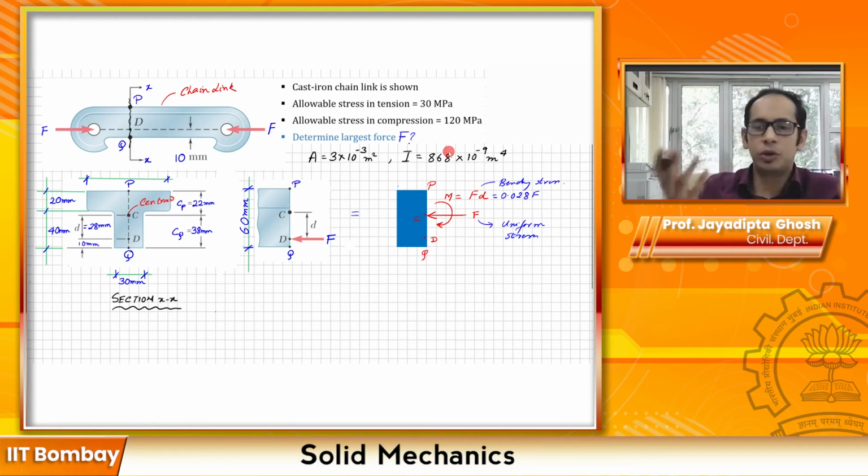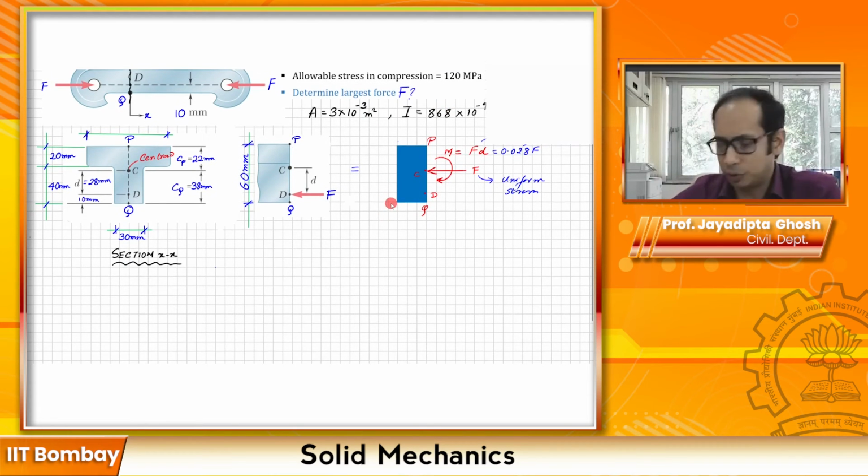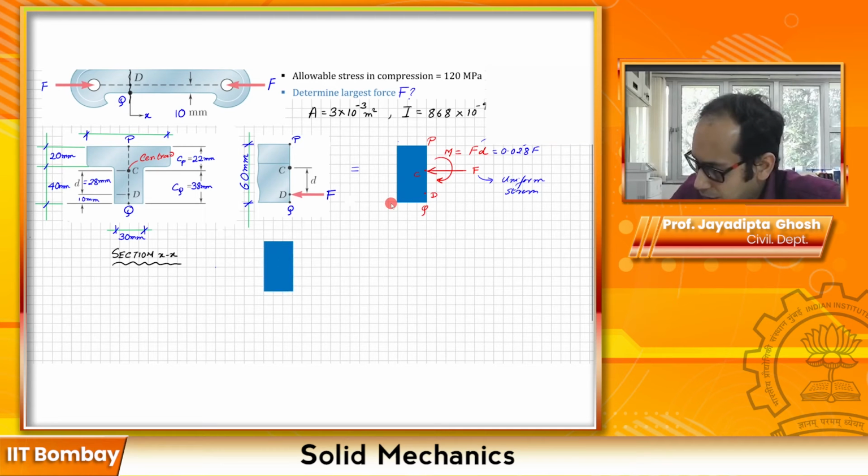Now, we already know how to compute those things. So maybe let's draw the overall stress distribution, if I may. First, let's draw the uniform stress distribution that is there. That is due to F, so let's just write F over here.